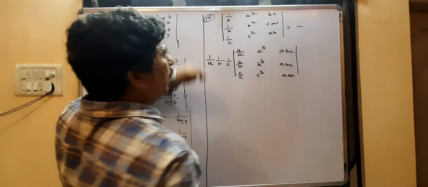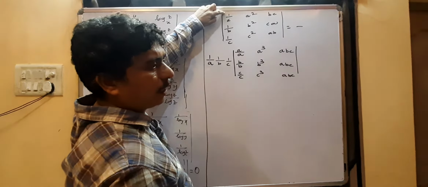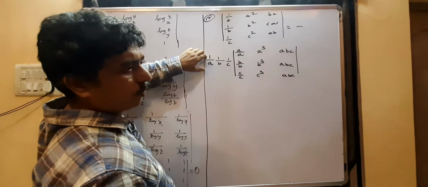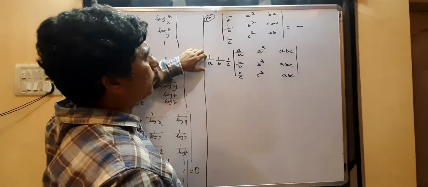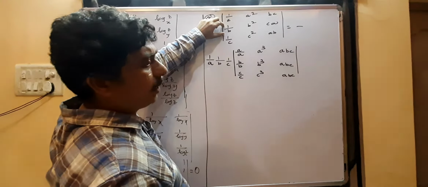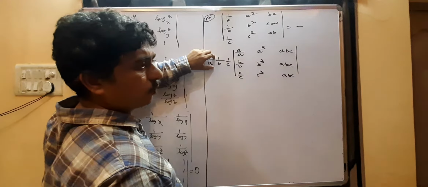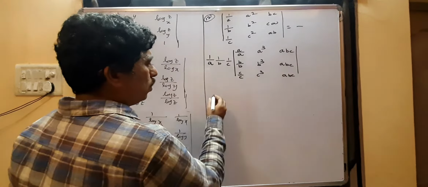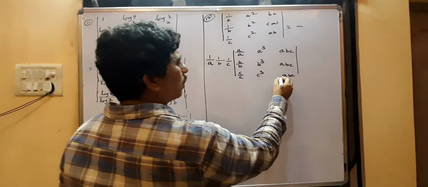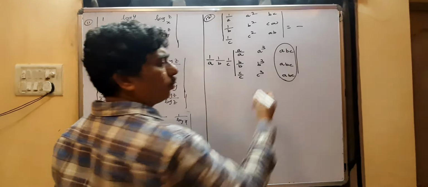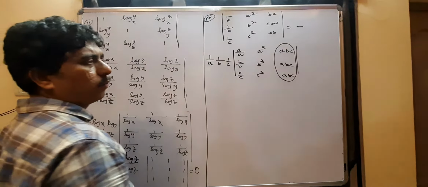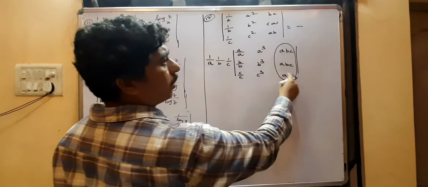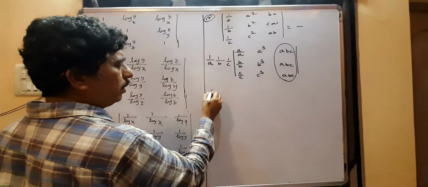First row you have to multiply by A, and divide by A outside, without loss of generality. Second row multiply by B, outside divide by B. Third row you have to multiply by C, outside you have to divide by C. So 1 by ABC. What is the common element in the third column? ABC. So ABC take outside.